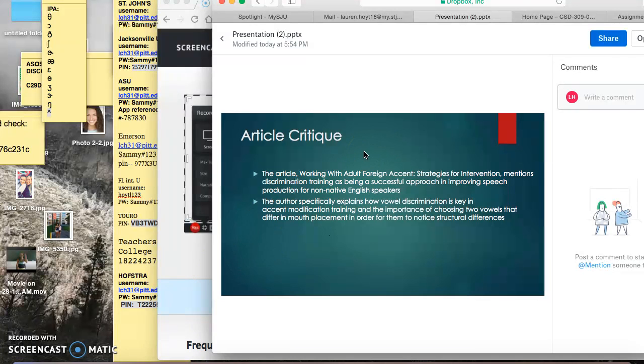The article I used in order to make the goal or the intervention strategy for this session was Working with Adult Foreign Accent, Strategies for Intervention. The author mentioned in this article that discrimination training is a very successful approach in improving speech production for non-native English speakers. The author also specifically explained how vowel discrimination is key in accent modification training and the importance in choosing two vowels that differ in mouth placement in order for them to notice structural differences.